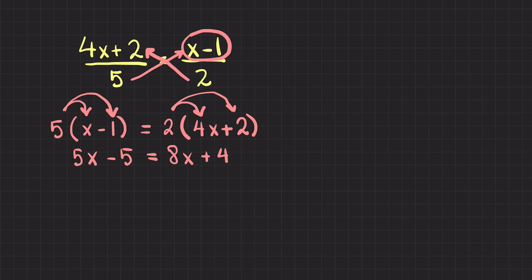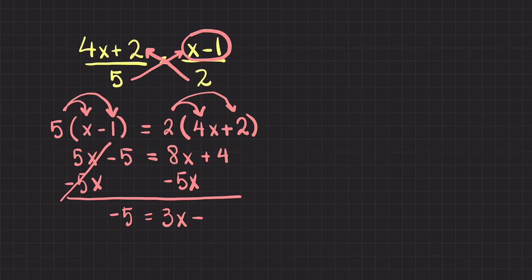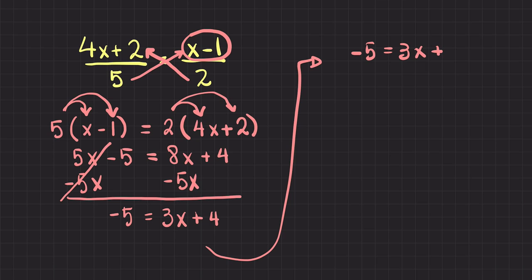For that, I'm going to bring this 5x to the right side. I can do it. I can also bring the 8x to this side. It should be the same thing, but I will choose to move the 5x to the right side. So I do the opposite operation, minus 5x on both sides. With that, I cancel the 5x and I have that negative 5 is equal to 3x plus the 4. I will continue here. So minus 5 is equal to 3x plus 4.